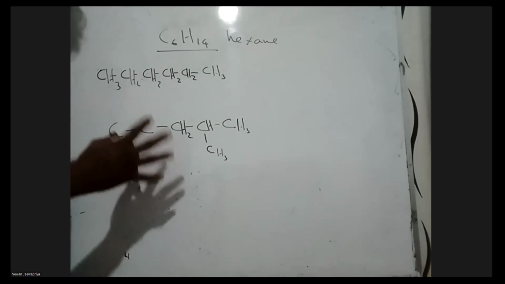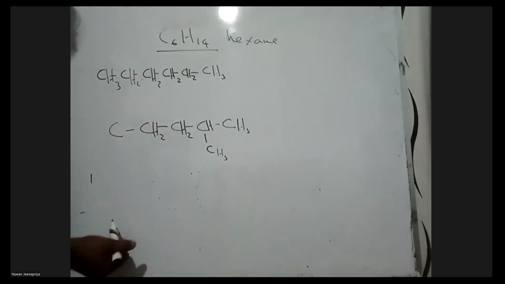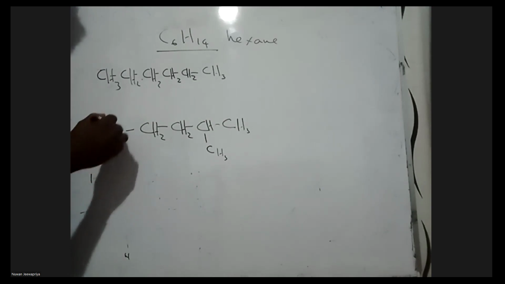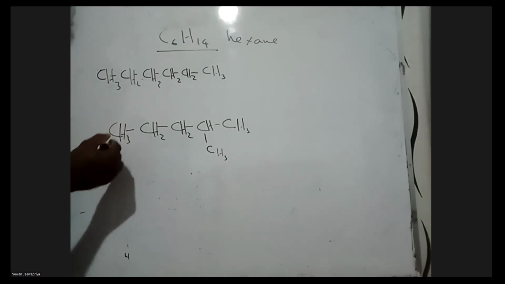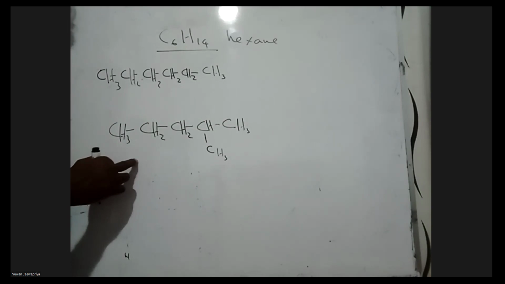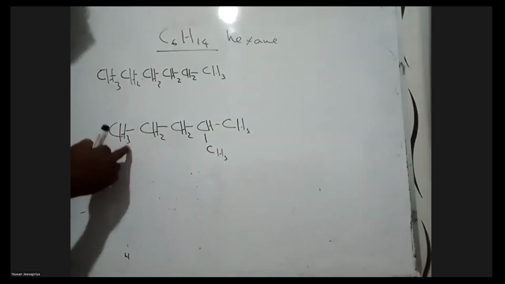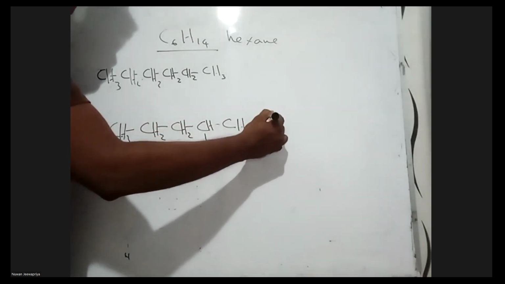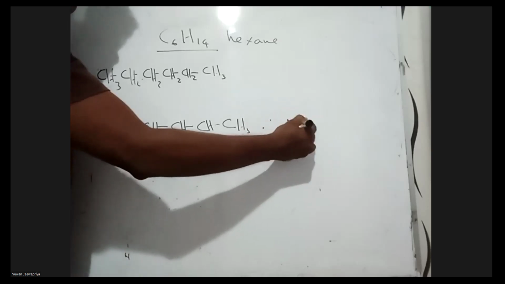Carbon can make a maximum of 4 bonds. 2 bonds are already present, so only 2 vacancies for the hydrogen. Carbon has already 1 bond, so 3 vacancies for the hydrogen. So if I draw the skeleton for this one, I put 5 dots: 1, 2, 3, 4, 5.